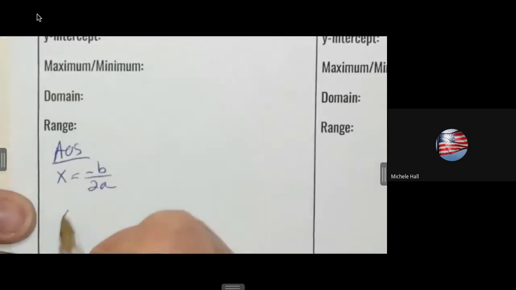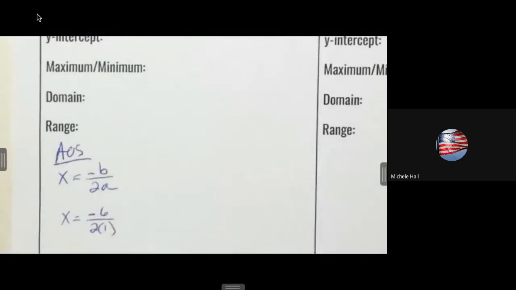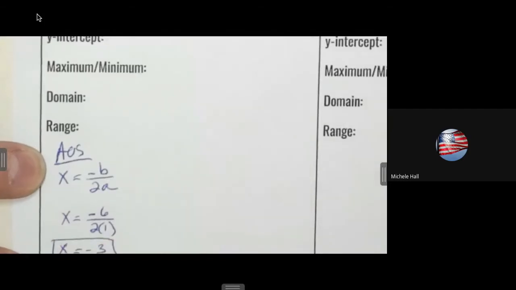So we have X equals negative stays there, and B is a positive number. If B was negative, you'd have double negatives here. But B is 6 over 2 times 1 for A. So negative 6 divided by 2 is exactly what Evan said. X equals negative 3. That's my AOS.